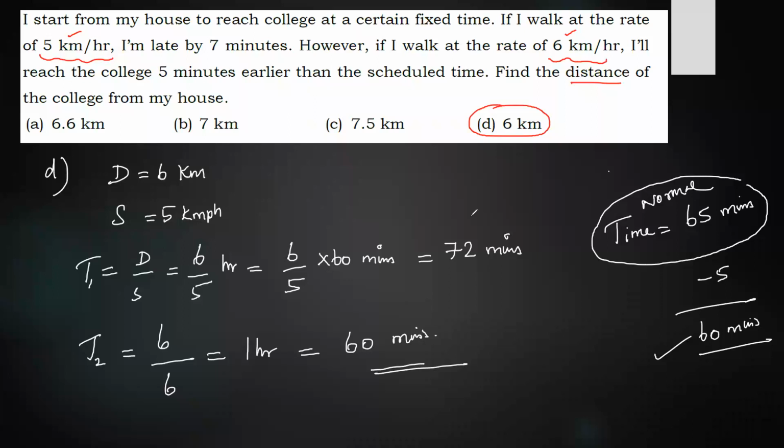Is it clear how to choose options? See the speeds. We have 5 and 6. So choose the option among 5 and 6. I don't have 5, so I'm going for the next speed, 6. Very easy. Mostly you will get the same answer. Most of the questions will have the same number. If you go for 5 km per hour, 6 km per hour, the same number you have is 6 here, right? So go for 6 first.